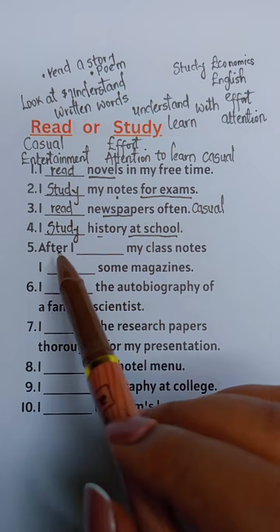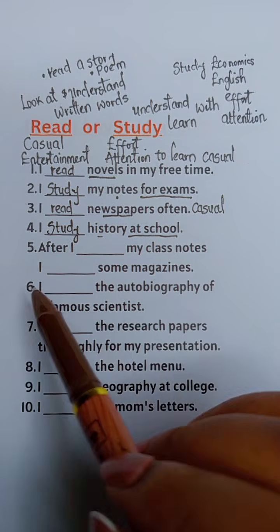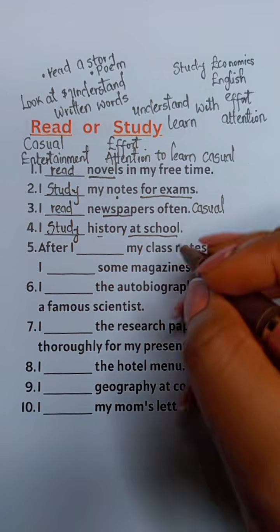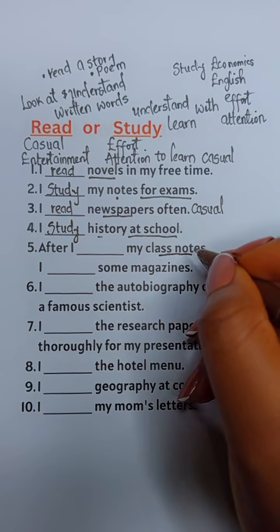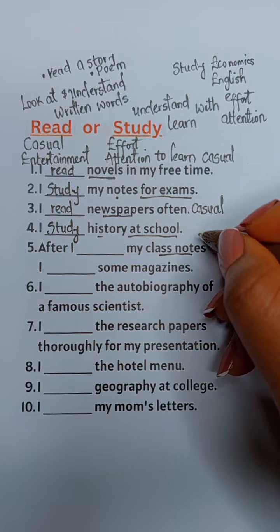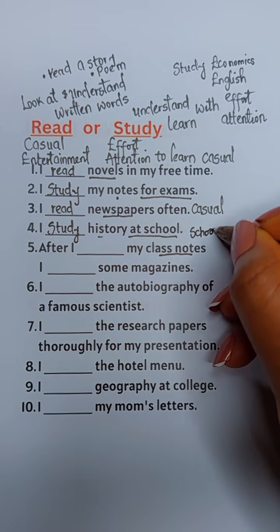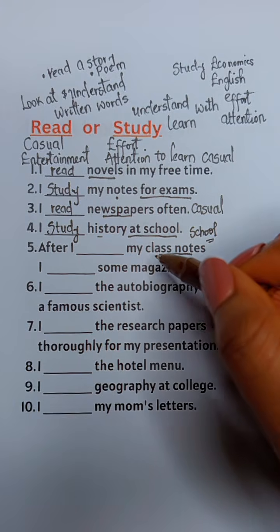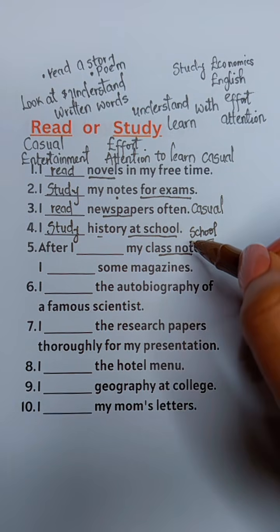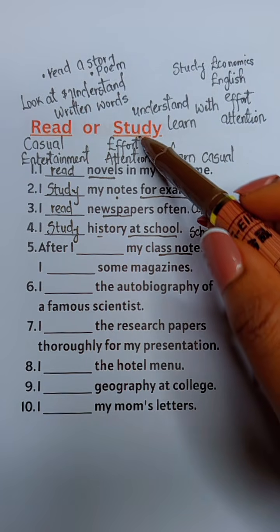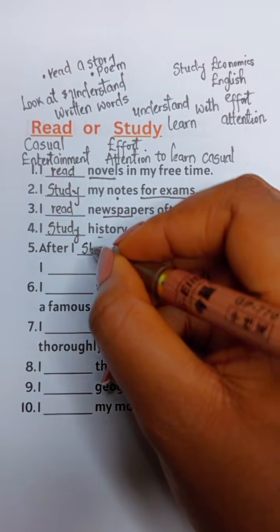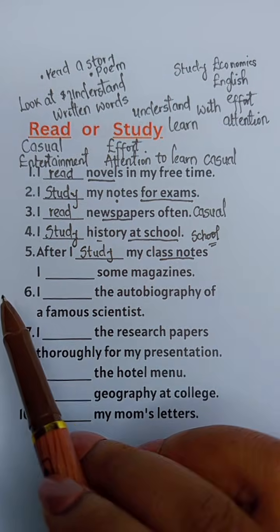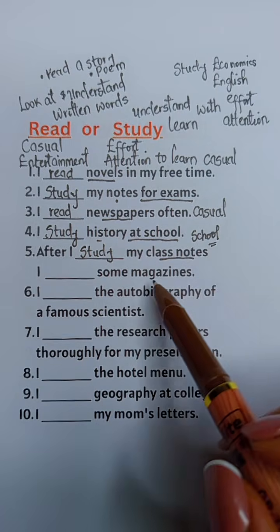Number five, after I blank my class notes, I blank some magazines. The first part of the question, we have this key phrase, class notes. That means we are talking about a school setting, something done in school. And we know that we study in school to pass our exams. So we have to use study. So I study my class notes. I blank some magazines.